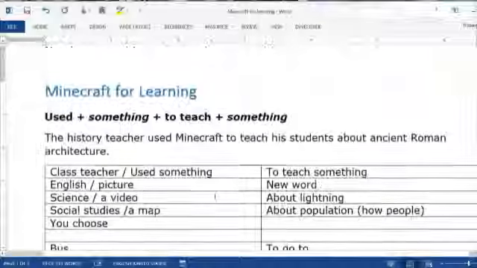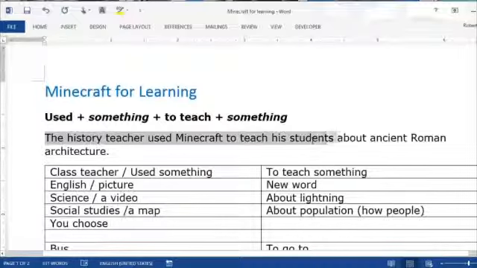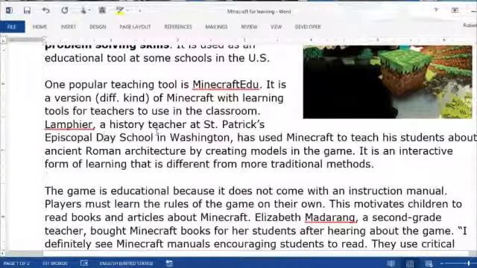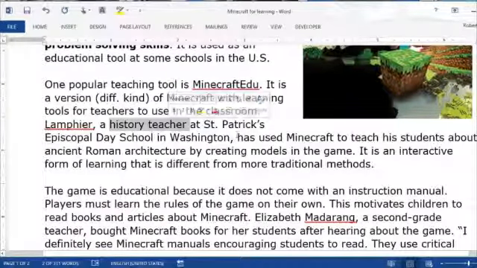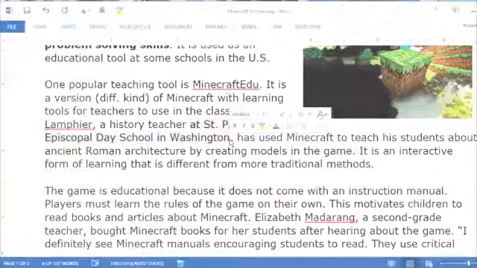So earlier we had this use something to teach something. And if you notice, we had the example sentence: the history teacher used Minecraft to teach his students about ancient Roman architecture. Well, this sentence I got from here. So here we have the history teacher used Minecraft to teach about Roman architecture. Why is this sentence longer? Well, the reason is because there's some extra information. So this information tells you where the teacher teaches.